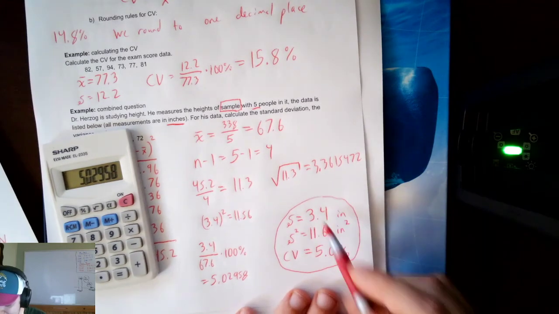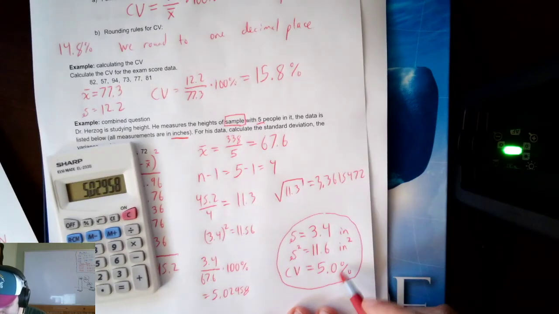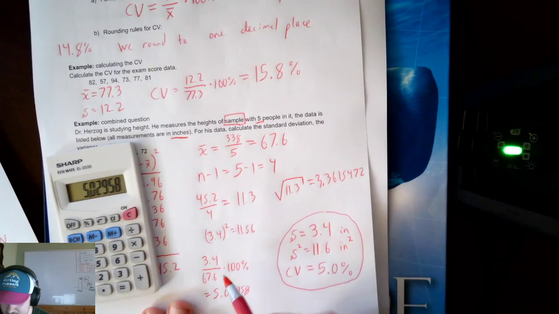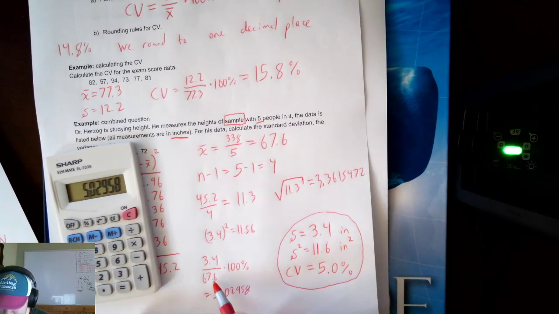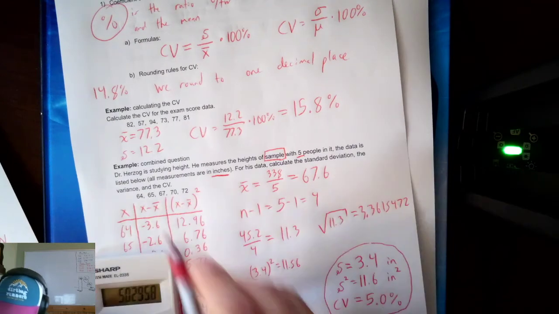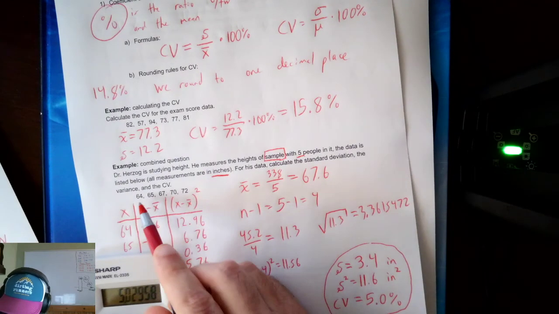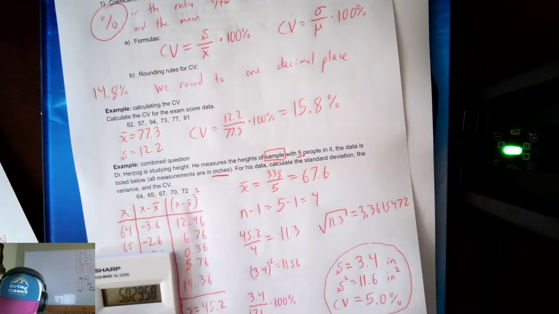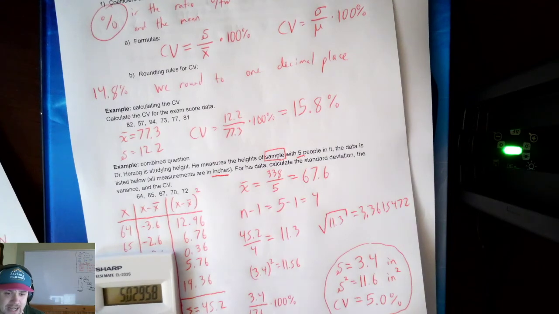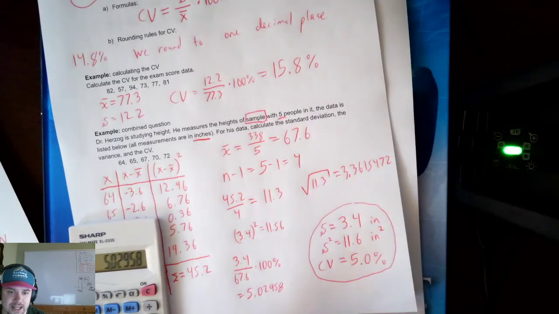So the data isn't very spread. Notice the CV is fairly low. There's a very small ratio between the standard deviation and the mean. And if we look, these are pretty clumped together, aren't they? They only range from 64 to 72. They only have a difference of 8 between the min and the max. That's okay. Sometimes data isn't spread out, right?